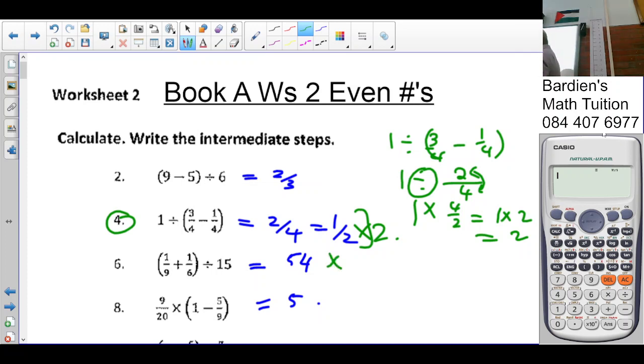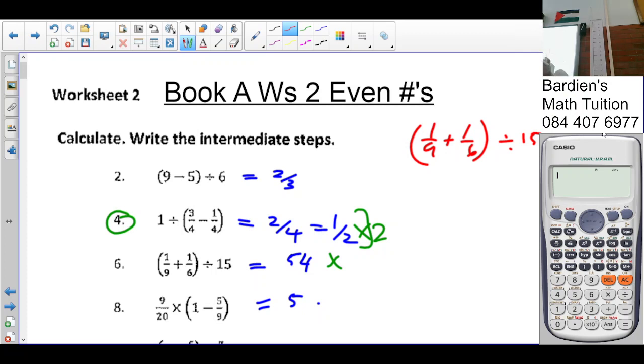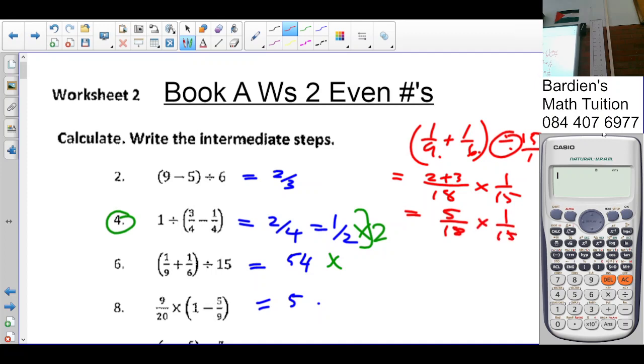Alright, let's try 54. This one here. It's going to be 1 over 9 plus 1 over 6 divided by 15. So what's your LCM here? 18. You times this by 2, so it's going to be 2. Multiply that by 3. Change this to multiplication. So it's 1 over 15. 2 plus 3 is 5 over 18 times 1 over 15.